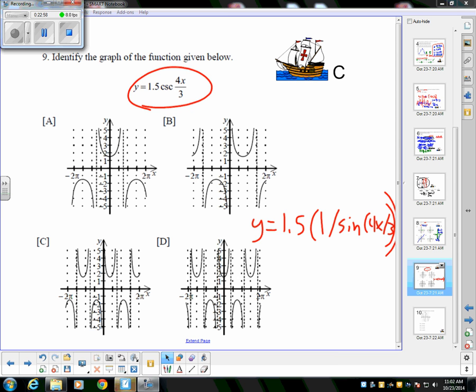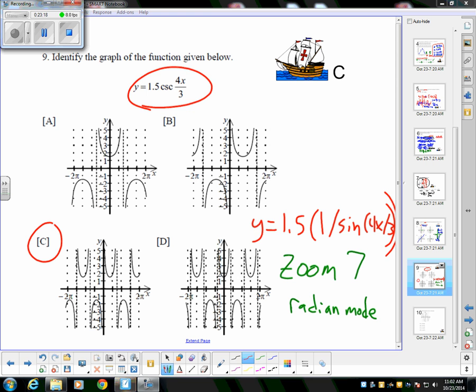And then the next thing is make sure that you're in the correct window. Remember, that's the zoom 7. And then you also need to make sure you're in radian mode. Once you do that, then you just simply match, and you will see that C is the only one that perfectly matches. And again, what we look for is we look at what happens at the origin, and then we look at everything to the right. That's what we focus on for the match there. So C is the correct answer choice there.